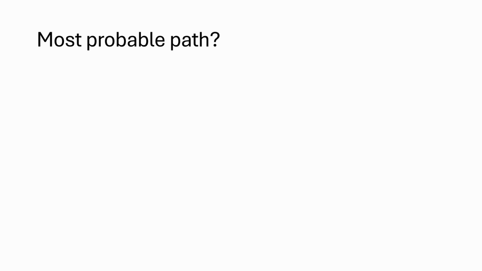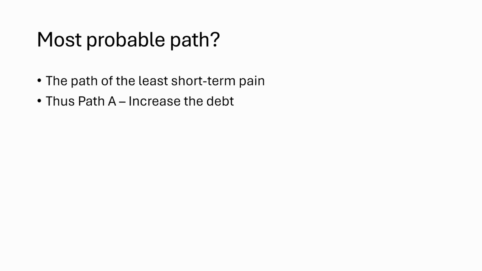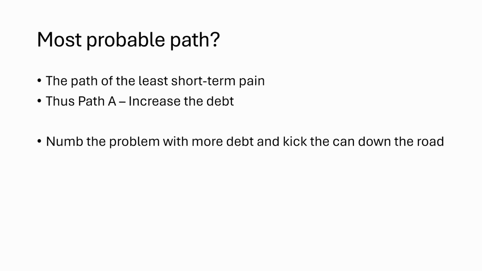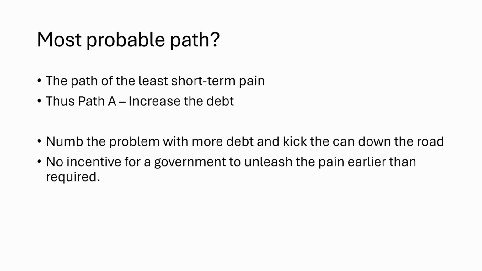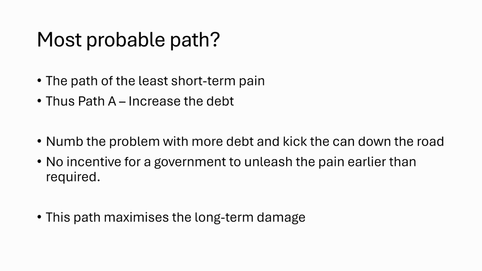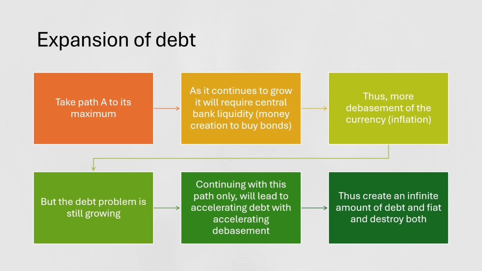So what's probable? Path of least resistance. So path A. This is exactly what we have been seeing. Just numb the problem, exacerbate the problem, kick the can down the road, because there's no incentive for anyone in power today to cause more chaos and pain for themselves. However, this is going to maximise the long-term damage.